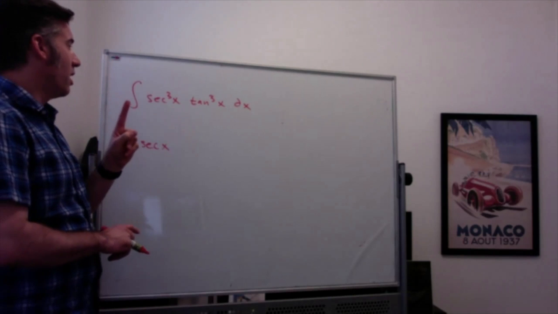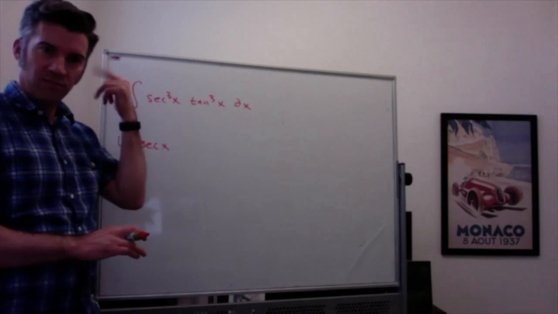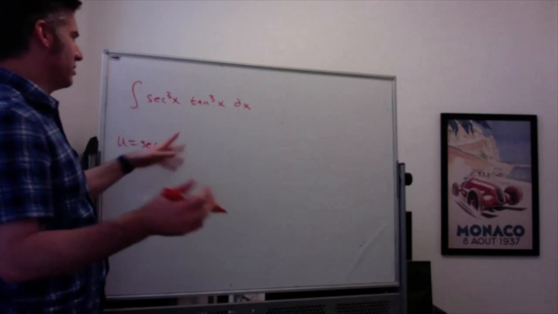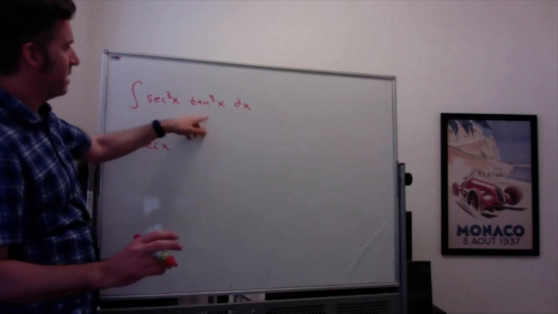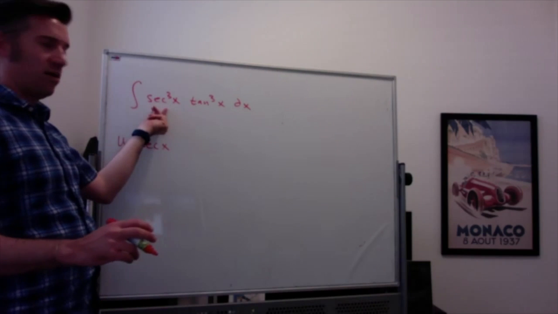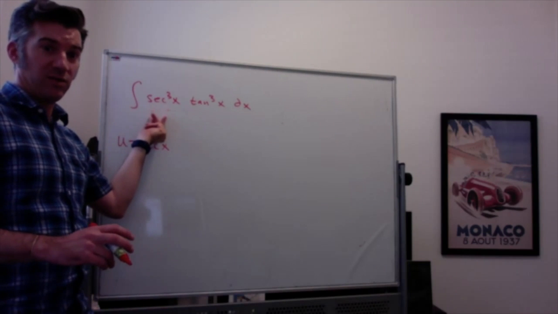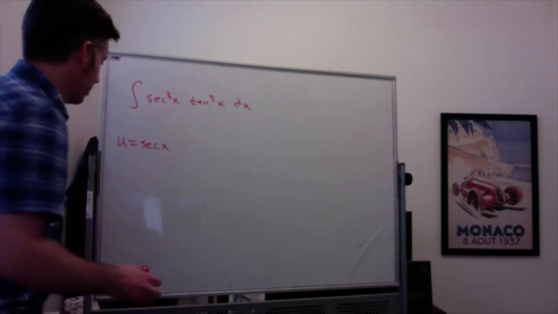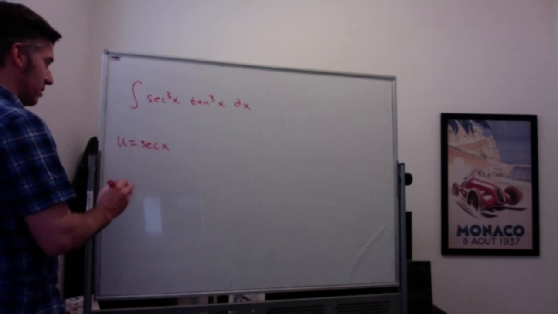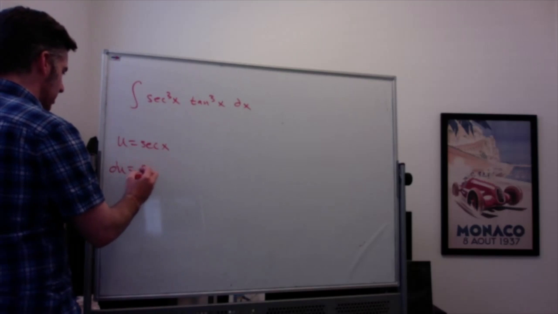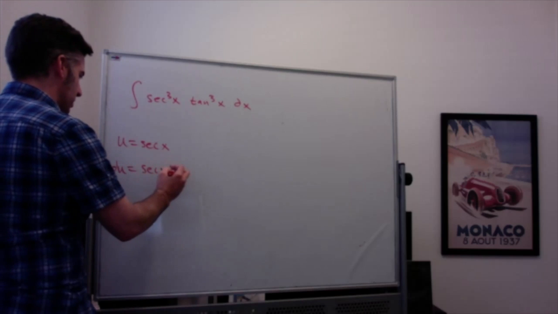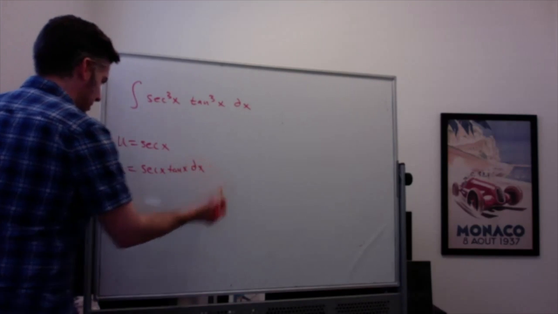Sorry, my brain, no, sorry. If u is tangent, then du is secant squared. You have an odd number left over after you deal with du, and that's a problem. Instead, I'm going to pick u equal to secant, because then my du is secant x tangent x dx.